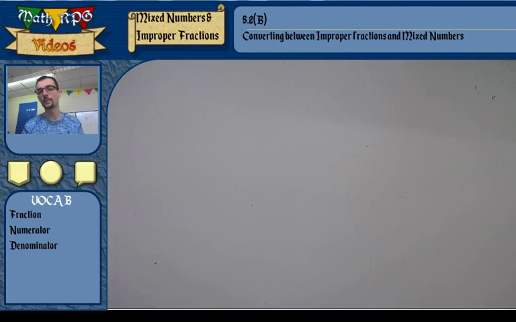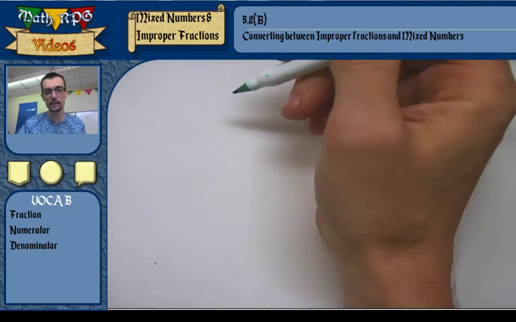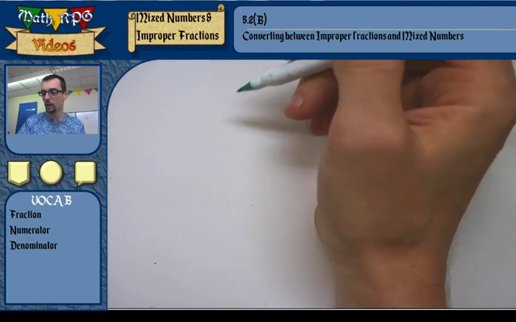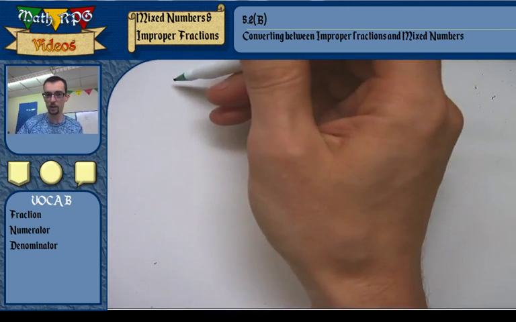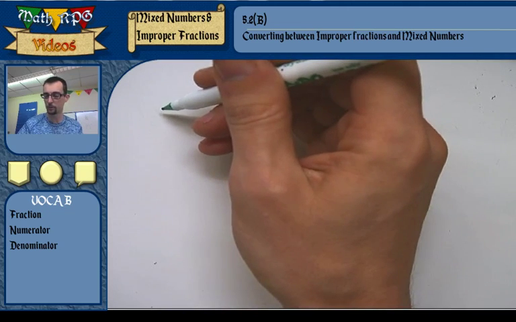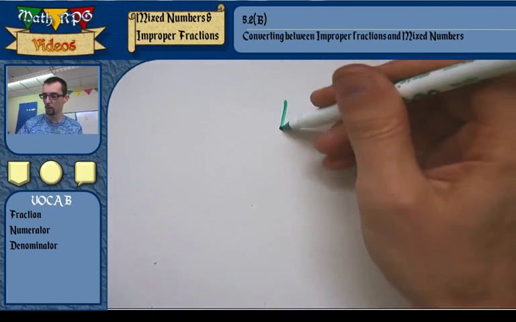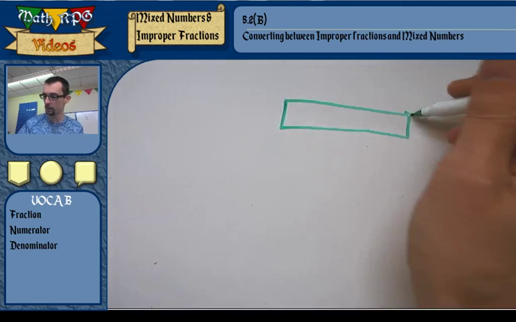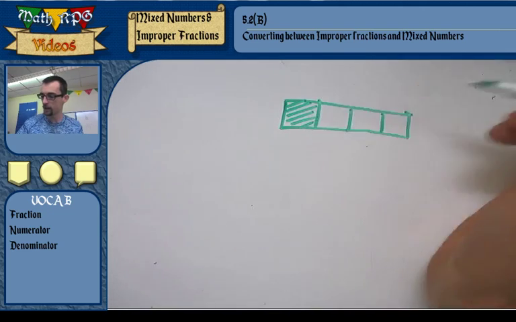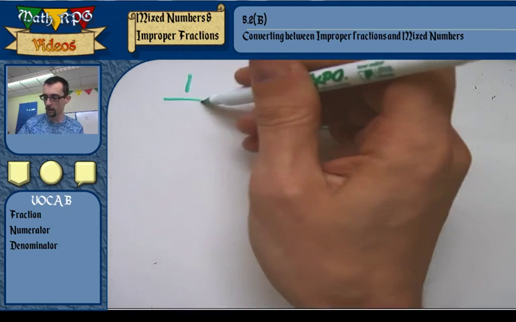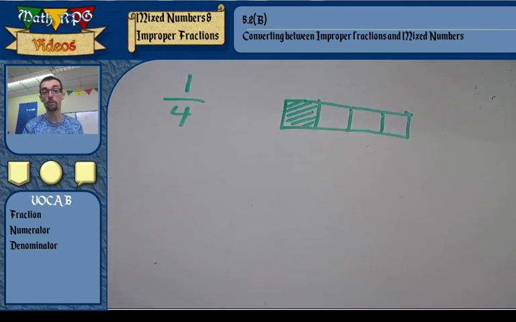Okay, in this video we're going to talk about how to convert between mixed numbers and improper fractions. So to begin with, a fraction again is a part over a whole. And usually, when we think about fractions, we talk about how the whole is bigger than the part. So for example, if I have a whole candy bar and I split it up into 4 pieces and eat one of those 4 pieces, I just ate 1 out of 4 pieces, or 1/4.